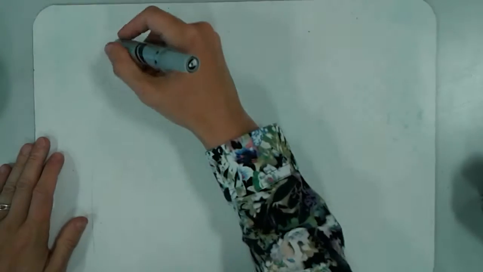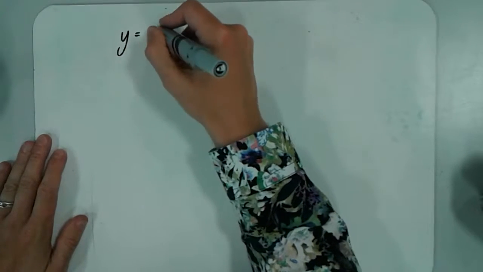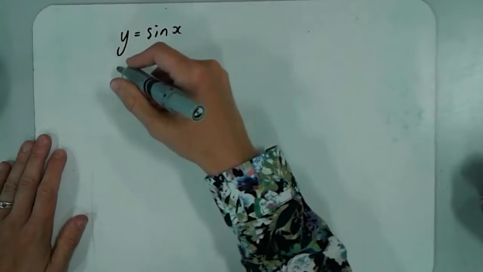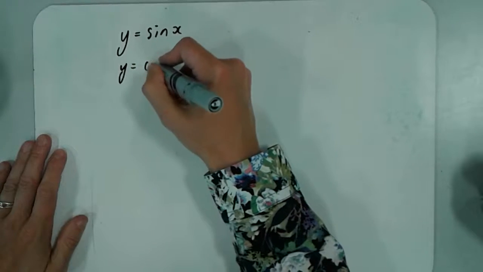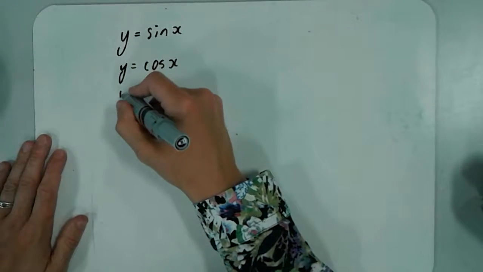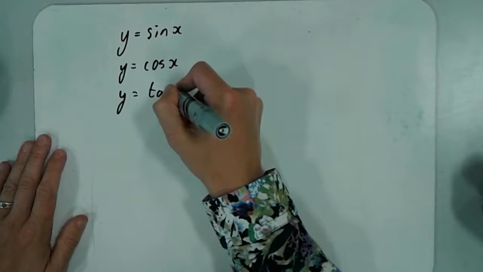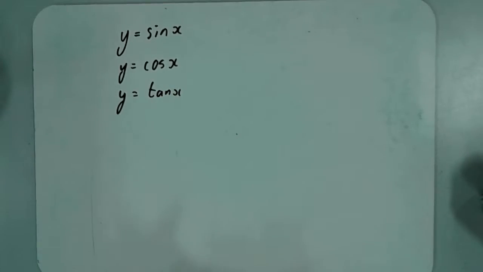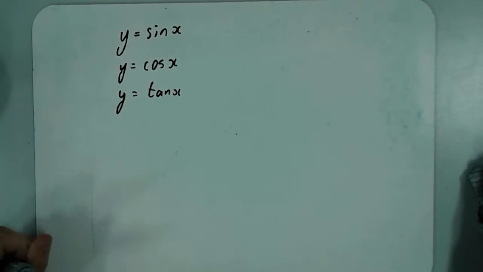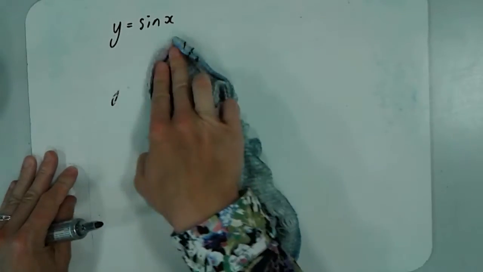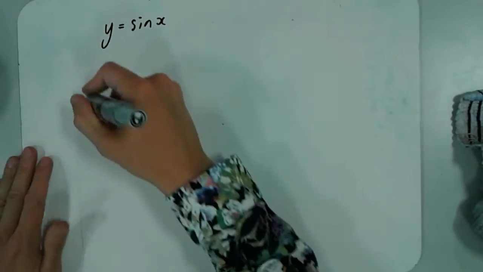Before we look at trigonometry as functions properly, I just want to do a quick reminder of the graphs y equals sin x, y equals cos x, and y equals tan x. We won't look at why these work, we'll leave that for next week, but we'll just do a quick reminder of these graphs. First of all, y equals sin x.